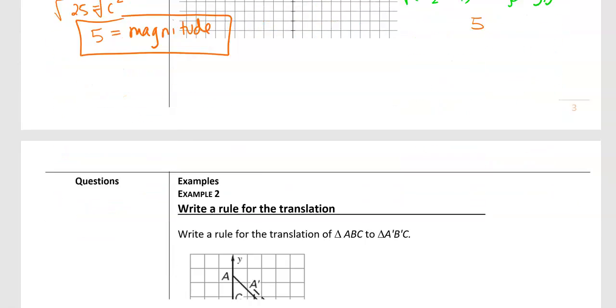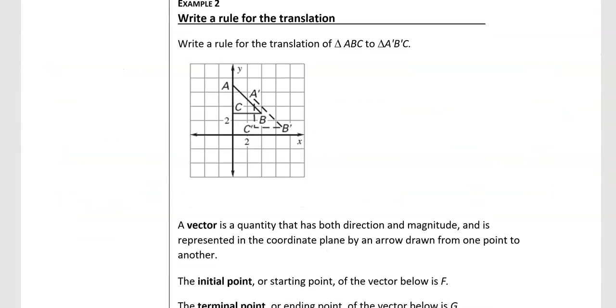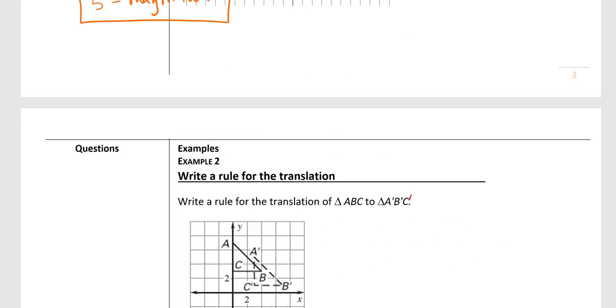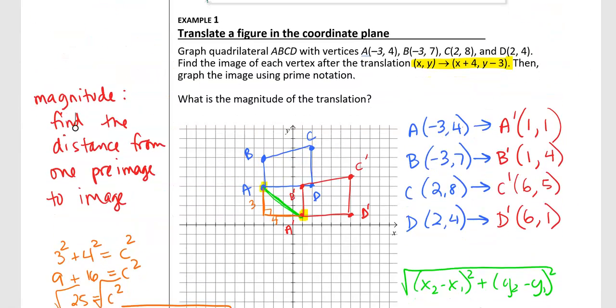Okay, let's move on. This time, let's write the rule. So write a rule for the translation from triangle ABC to triangle A prime, B prime. That should say C prime. All right, so when I write my rule, it's going to be in this format back here. It's going to be in this highlighted format. So I'm going to start out with this, x comma y, and then an arrow.